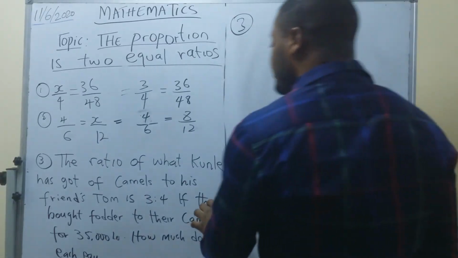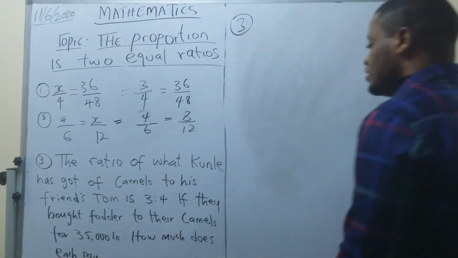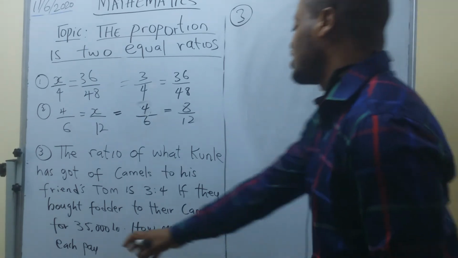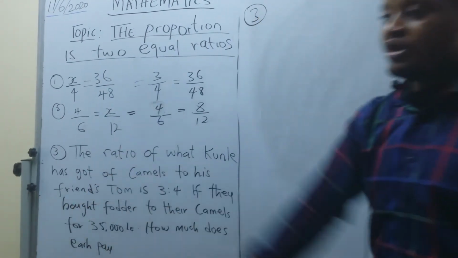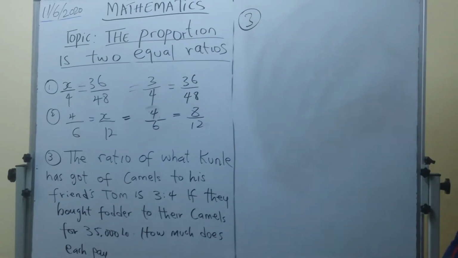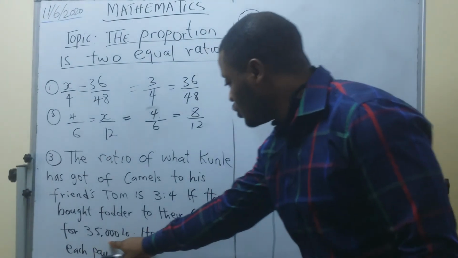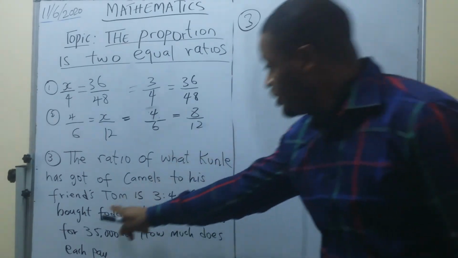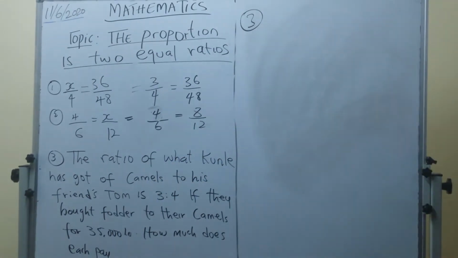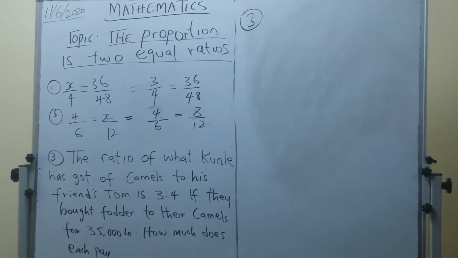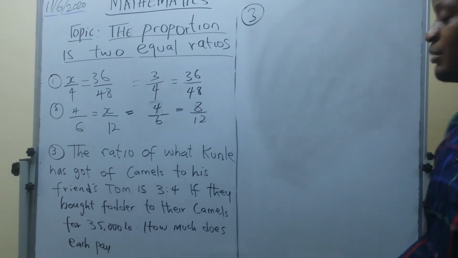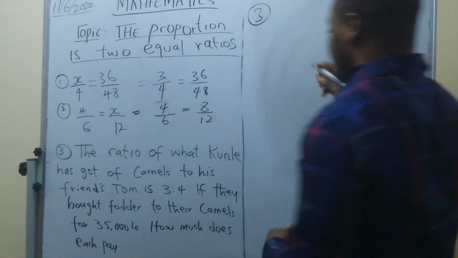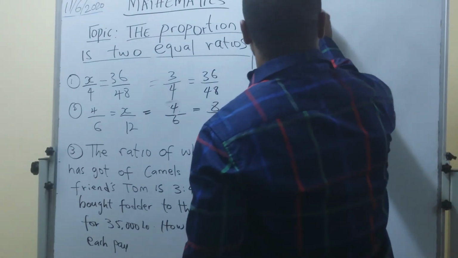Now, if they bought a folder for their camels for 35,000 LE, how much does each pay? That is, from this amount, how much does Kunle pay and how much does Tom pay for that folder? I want you to listen so that you will get the simple logic. Very, very simple.